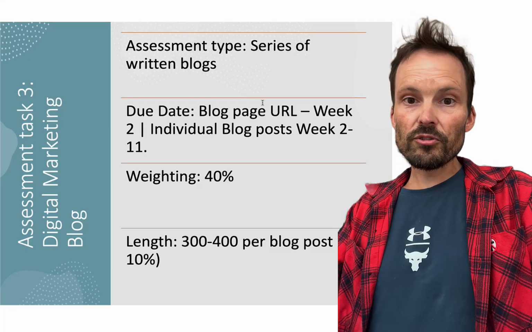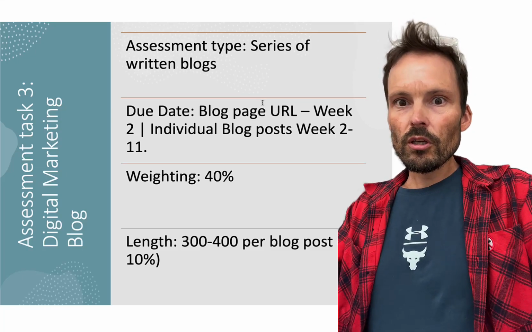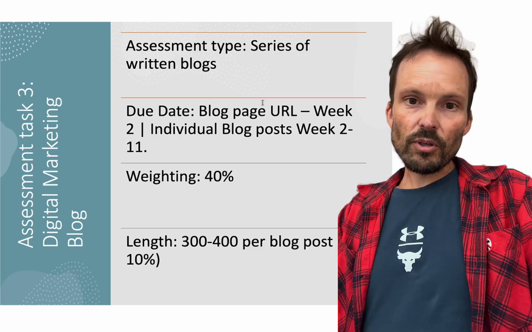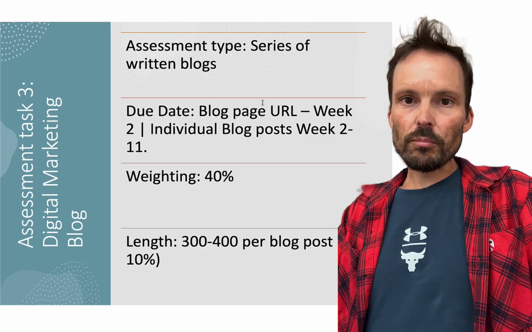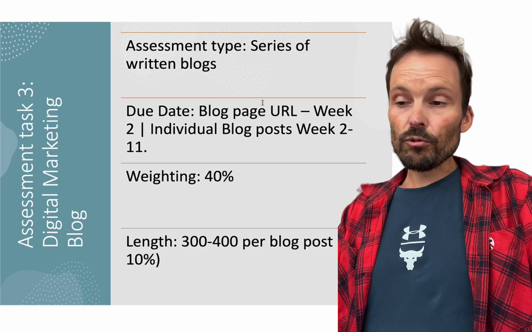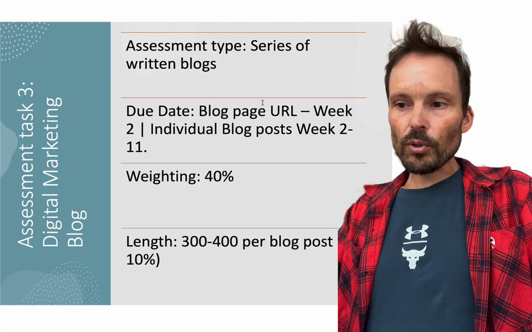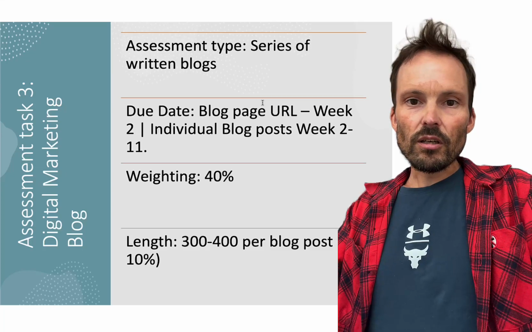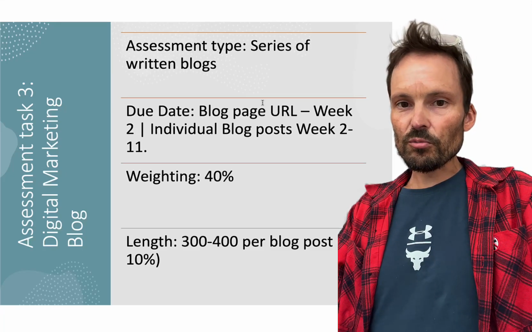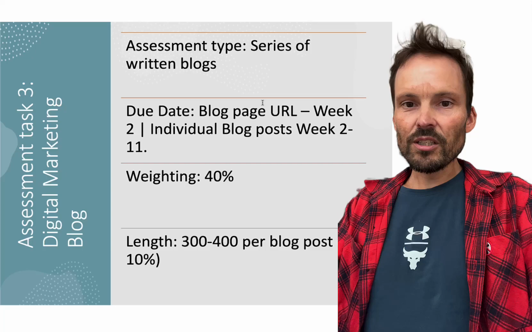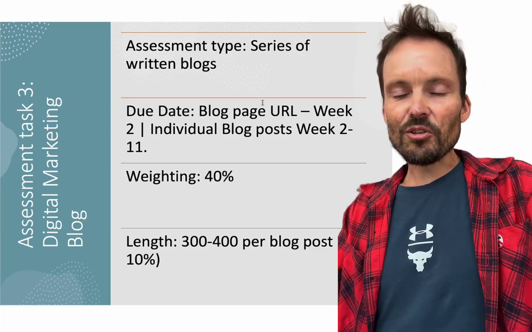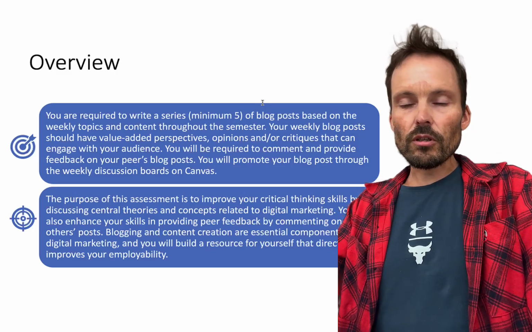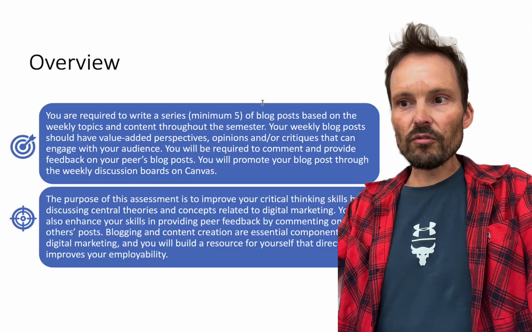An individual post for your blog is due, first one week 2, which is actually by the end of week 1, so Sunday midnight week 1, and it runs through to week 11. Each post should be 300 to 400 words, maximum plus minus 10%, not thousands of words for each. It's short and snappy posts on the topics that we go through this semester. So you write a series of blog posts, minimum of 5.